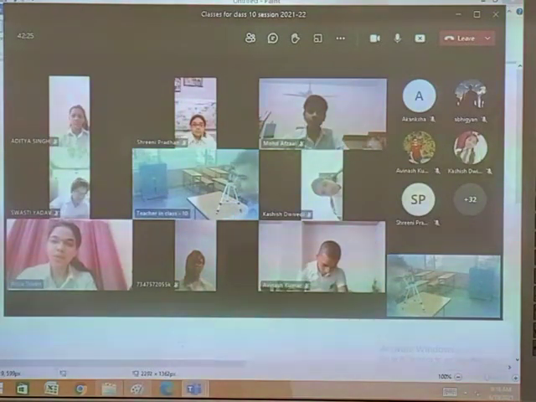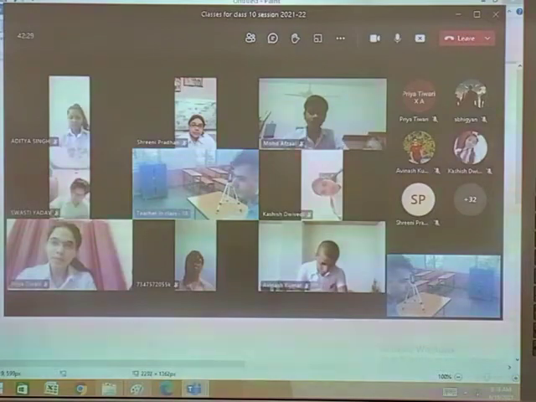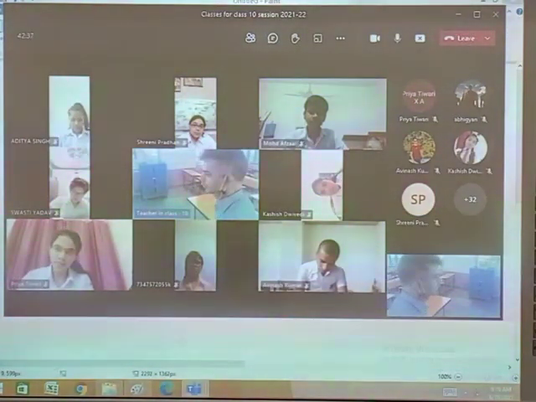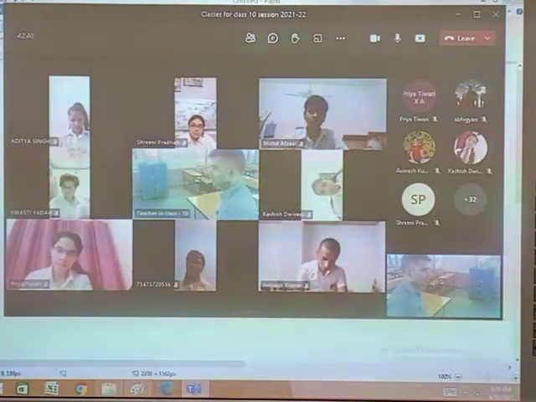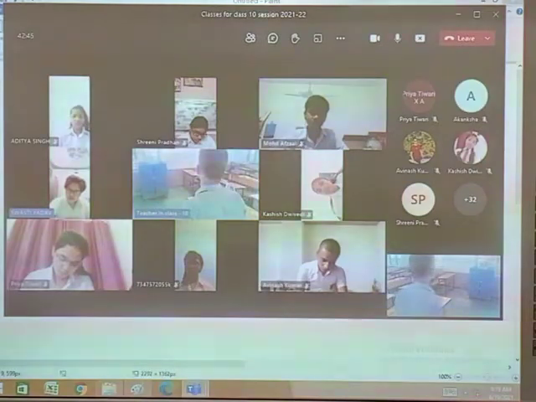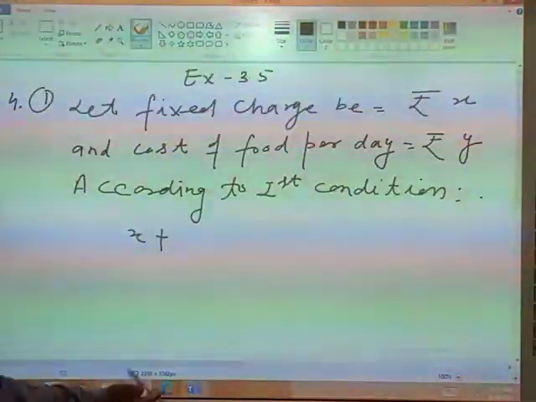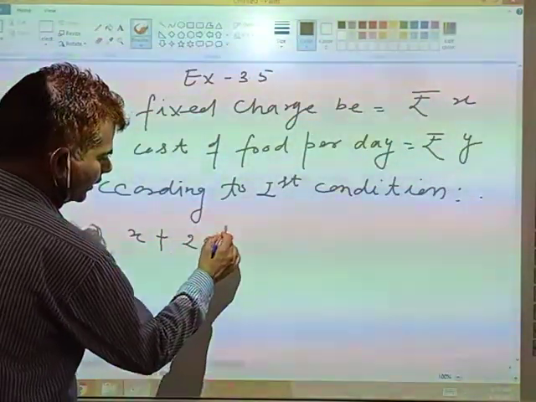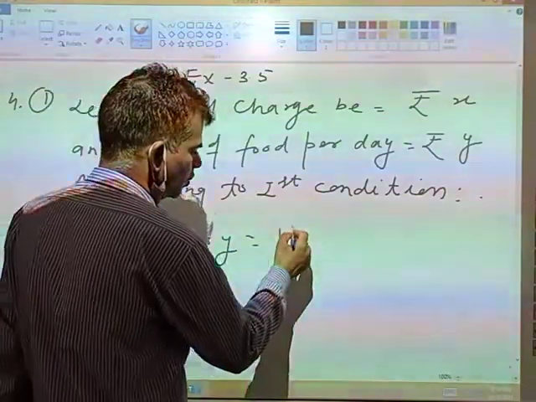So x plus 20y is equal to 1000. Swasti, what will be the equation? What will be the equation? Very good. x plus 20y is equal to 1000.